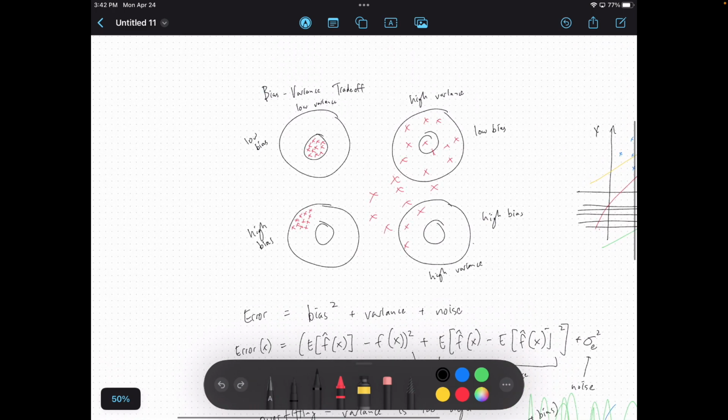We talk about precision and accuracy, like high precision and low precision, high accuracy and low accuracy. So you can refer to accuracy as bias and precision as variance.